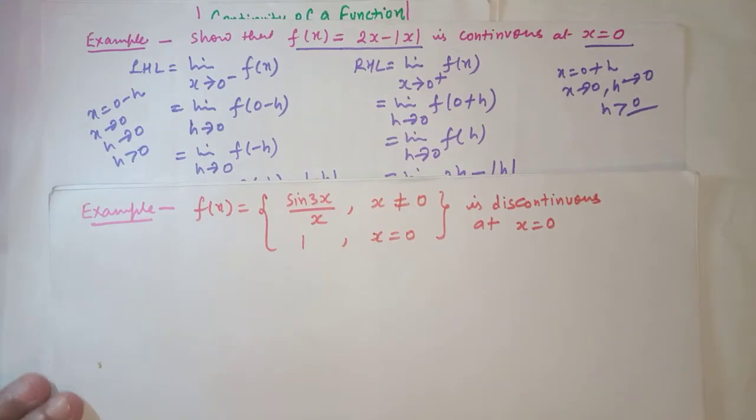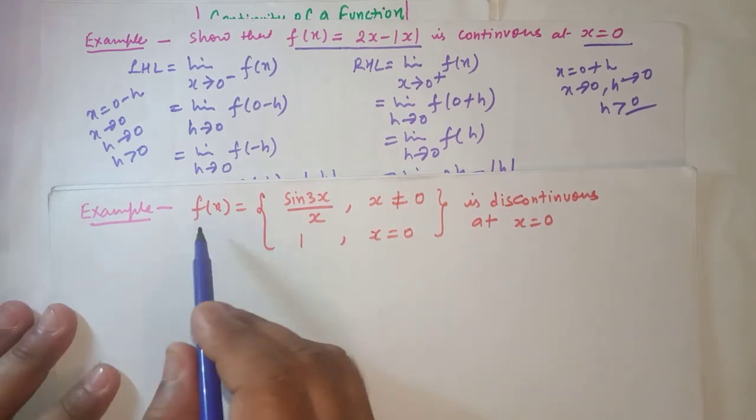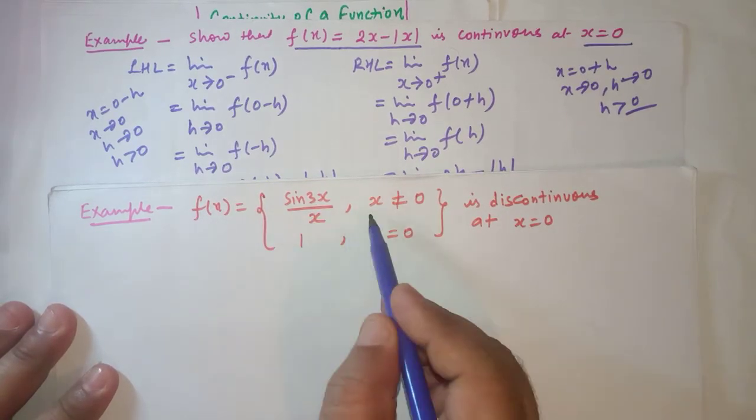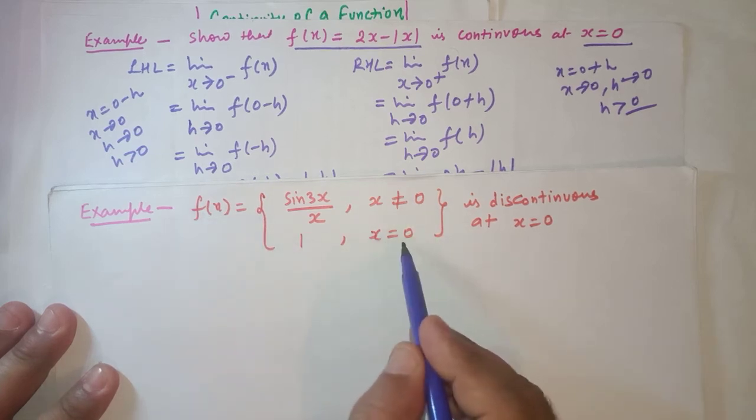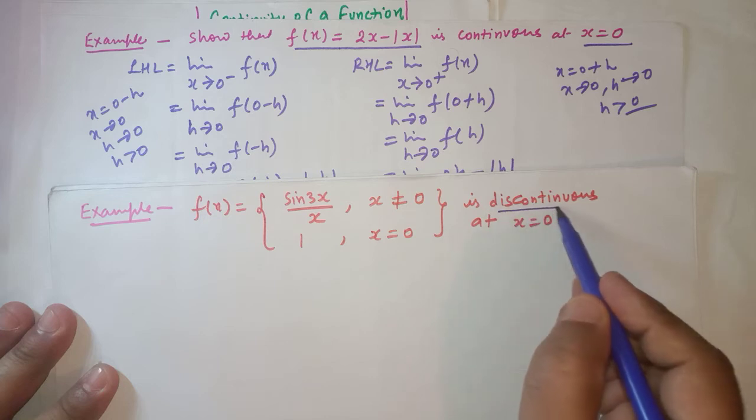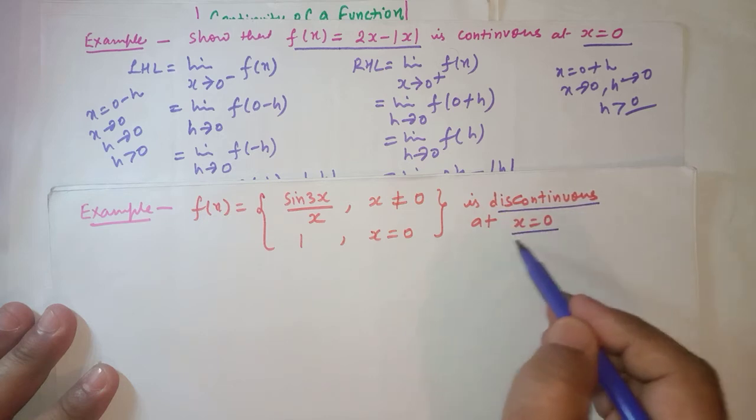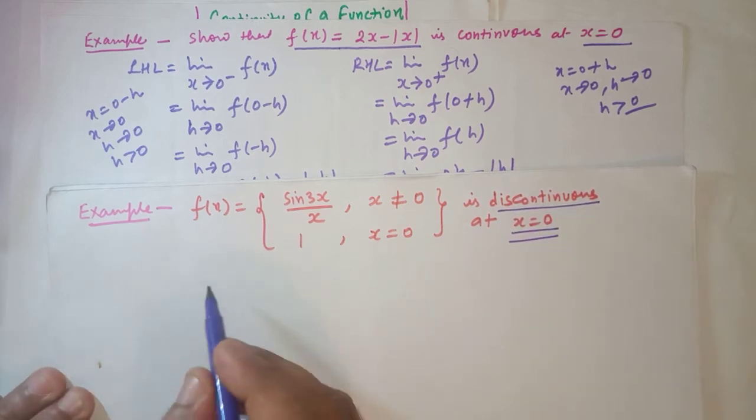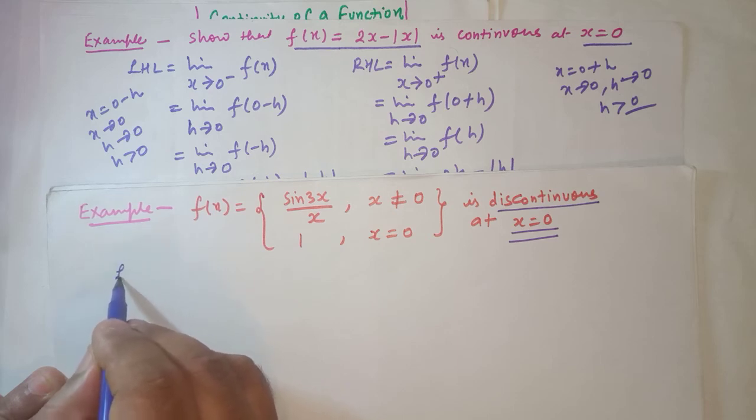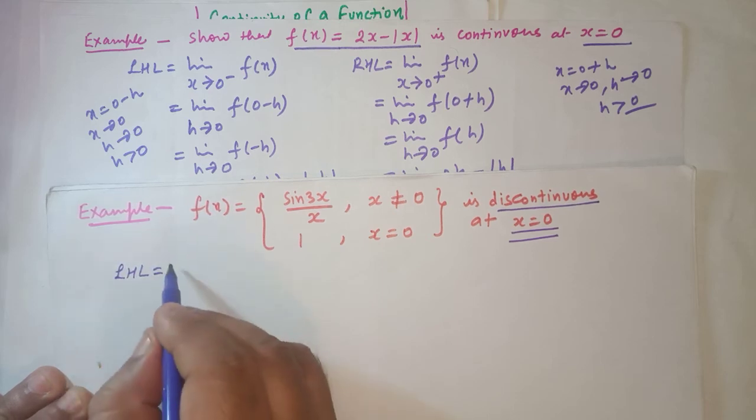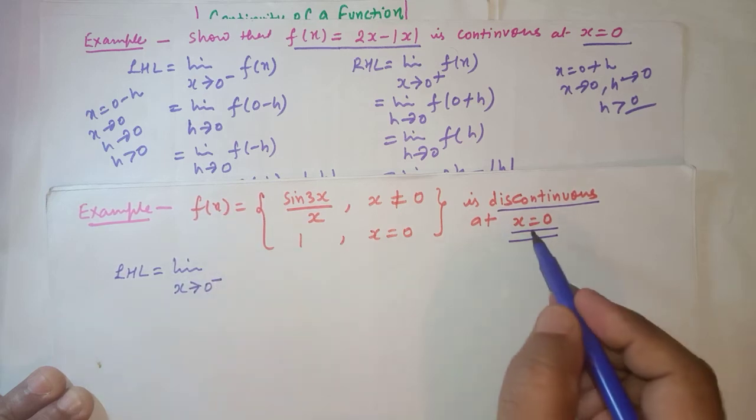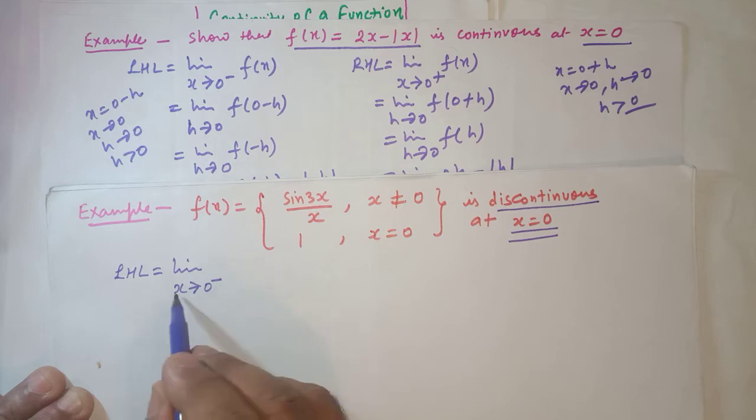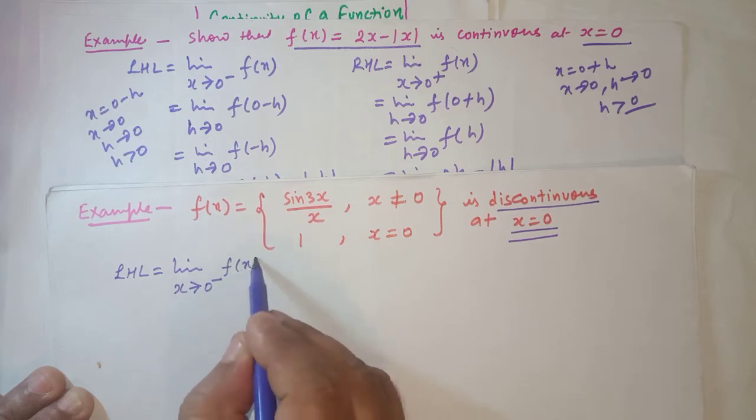So viewers, let us take this example. Here we have f(x) is equal to sin 3x over x for x not equal to 0 and f(x) is equal to 1 for x equal to 0, and here we have to prove that it is discontinuous at x equal to 0. Clear? So what we will do, we'll again find the left hand limit, and the left hand limit is x tends to 0, because here the point of consideration is 0, so x tends to 0 minus f(x).